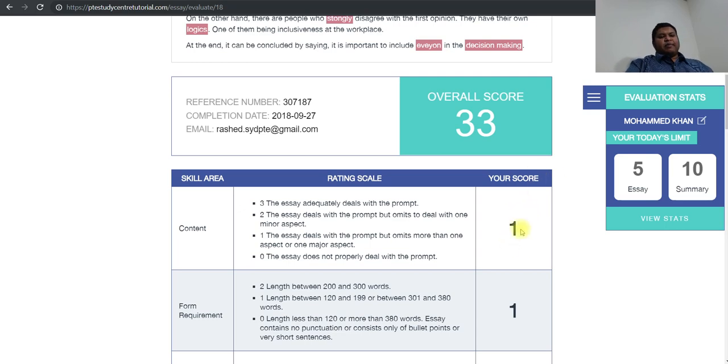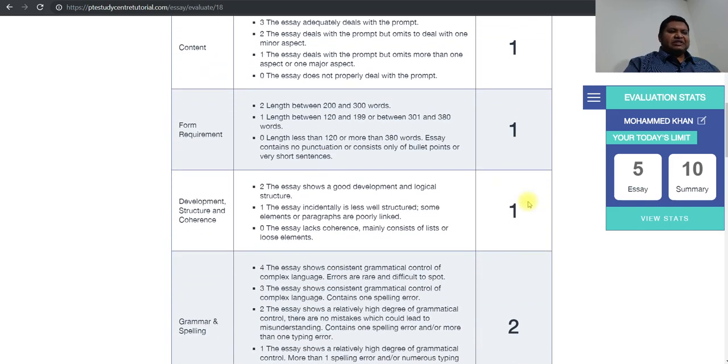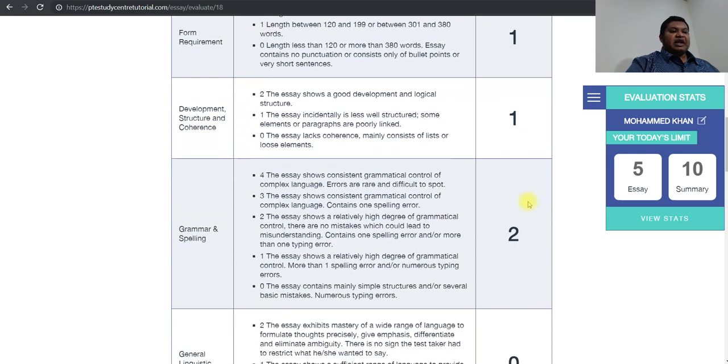Now, this is a good example of how the system works in the PTE test. You will get at least 1 mark in content as long as you at least use some keywords. That's what I'm getting, but I'm not getting any other marks for my cohesion, coherence, and all other things. I only wrote just above 120 words, which gives me 1 mark for my format. As we know, we need to write more than 200 words to get 2 out of 2 in format. I also got 1 out of 2 in development structure, because I did not have proper cohesion and coherence.